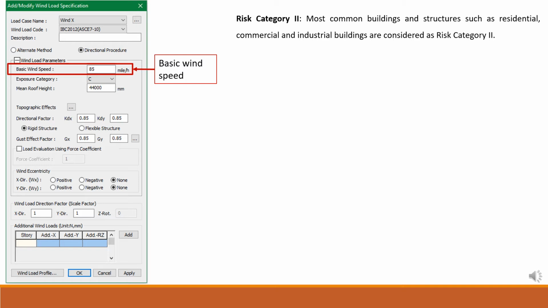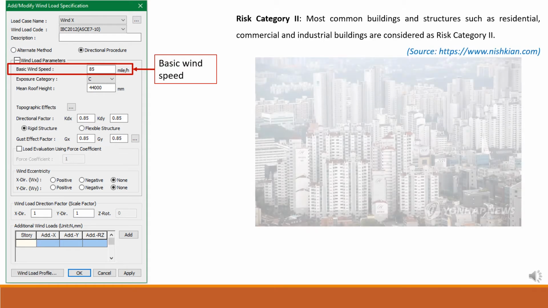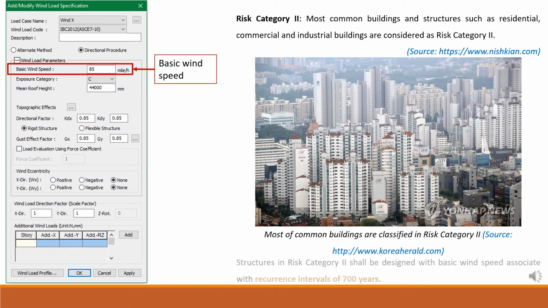Risk Category 2 – Most common buildings and structures such as residential, commercial, and industrial buildings are considered as Risk Category 2. Structures in Risk Category 2 shall be designed with basic wind speed associated with a recurrence interval of 700 years.